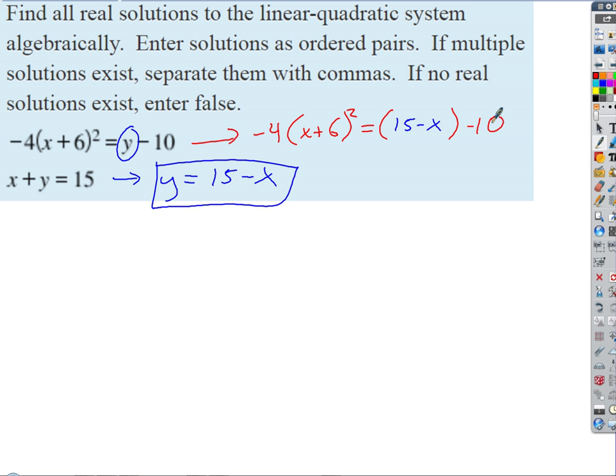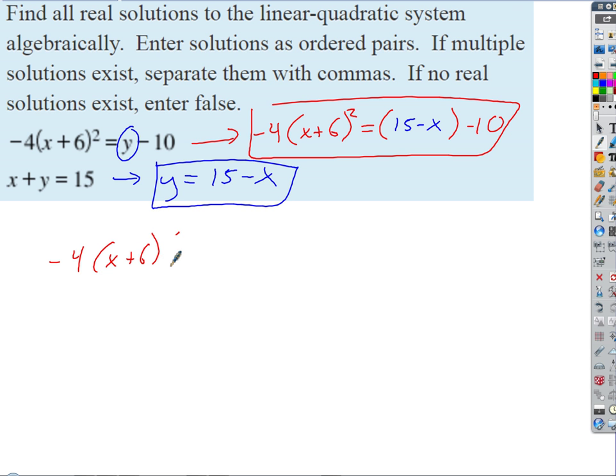And so then we'll just simplify this. So this is the equation that we're going to have to simplify. So we get negative 4 times x plus 6 squared. Okay, so last time I used the shortcut. This time let's just multiply that out. Let's just distribute. So that's the same as x plus 6 times x plus 6 equals 15 minus x minus 10.